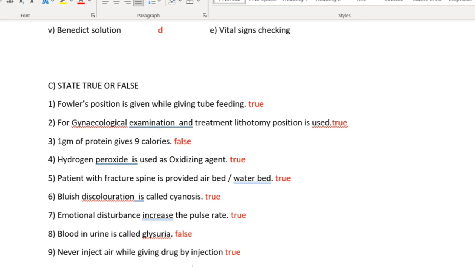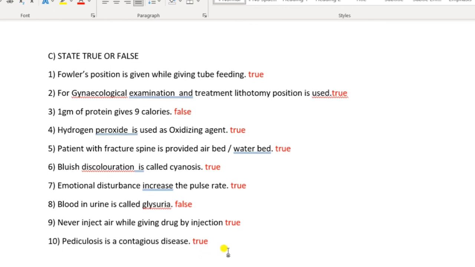Then question number 10. Pediculosis is a contagious disease. Pediculosis means lice in the full body, but mostly it is found in the scalp and hair. So it is a contagious disease. So this statement is true.